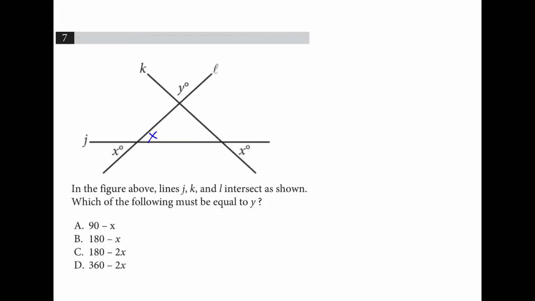So I know that this is x and this is x because they are vertical angles. So this missing angle here, which is also going to be y, is going to be equal to 180 minus 2x. C.